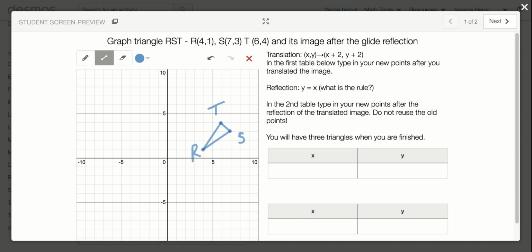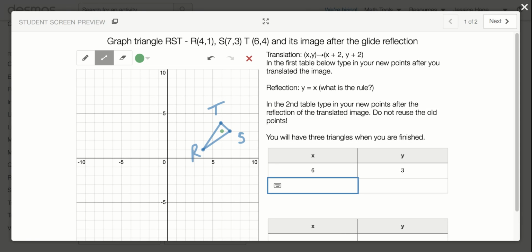And then in this table, this is where we're going to put all the points for the rule (x + 2, y + 2). Okay, so we need to add 2 to all the x's and add 2 to the y's. So (4, 1) is going to become 4 plus 2 is 6, 1 plus 2 is 3. And that's moving point R 2 to the right to be 6 and 2 up, so (6, 3).